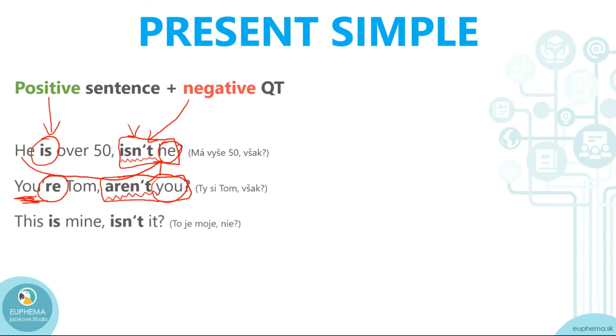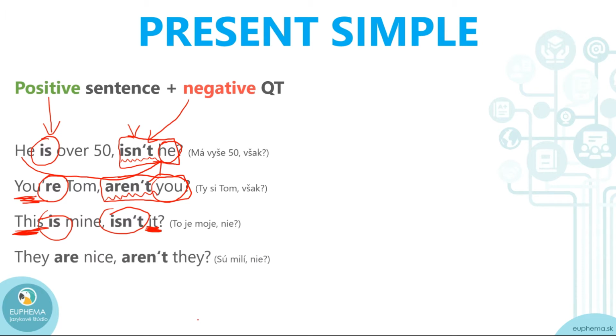This is mine, isn't it? All right, so positive is in the question tag, negative isn't. And whether you use this or it, it doesn't matter. In a question tag, you always try to use those simple pronouns, okay? Like it, she, he, we, they, you, I, okay? You don't use this, just it.